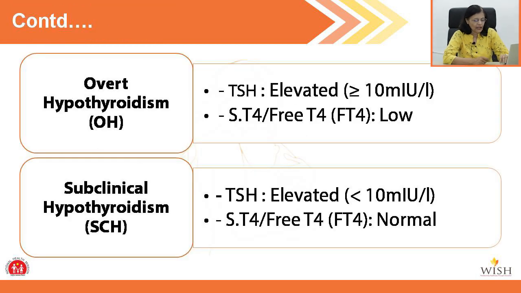How to diagnose hypothyroidism, which is the most important thing. During pregnancy we call it overt hypothyroidism whenever the TSH is more than or equal to 10 milli international units per liter and free T4 or total T4 levels are low. While when the TSH level is less than 10 milli international units per liter with normal levels of free T4 or total T4, then in those conditions we call it subclinical hypothyroidism.